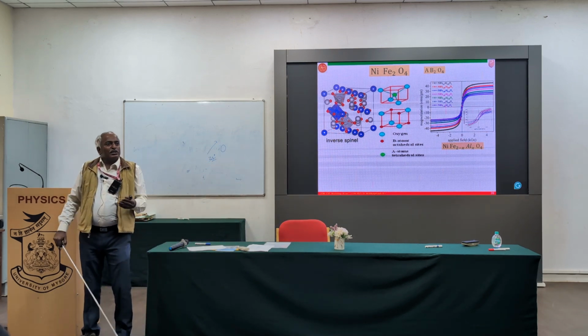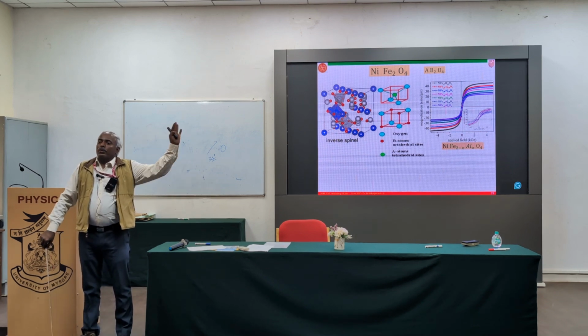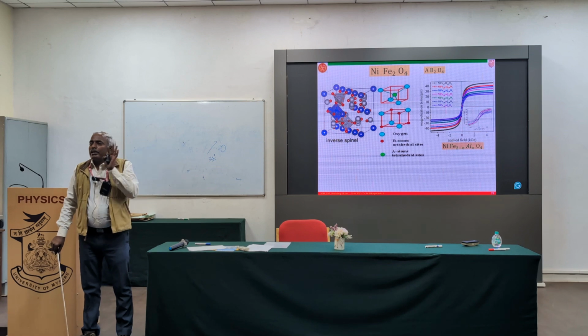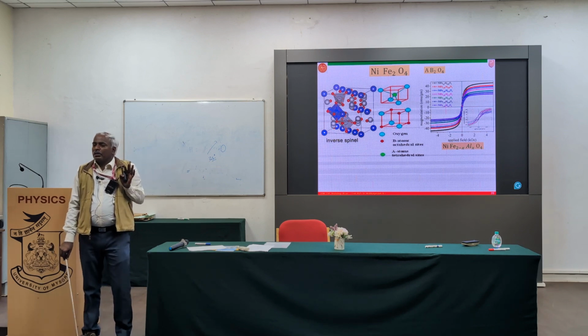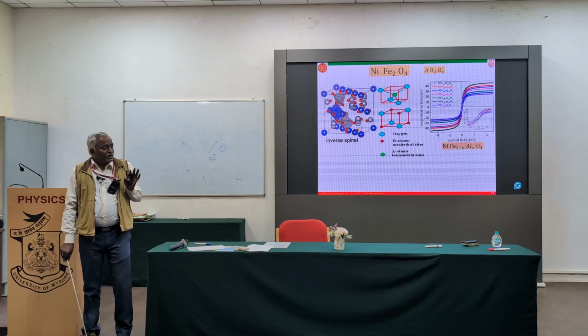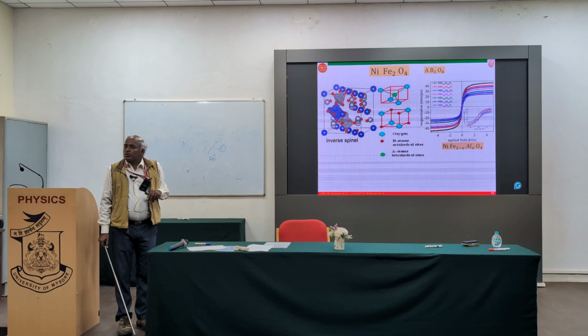By measuring this signal intensity at different frequencies, I can say where my cation is going and occupying, and how ion distribution can be studied using that. This was done with our PhD students.